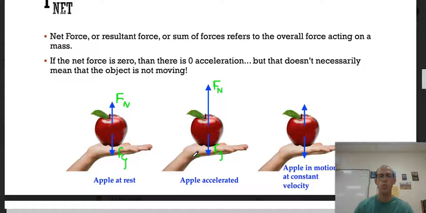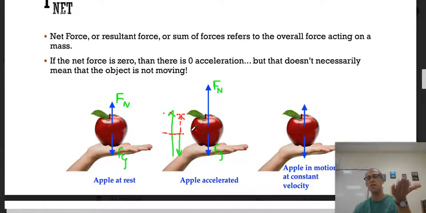So when we add these two vector quantities together, this is the gravitational force. This is the normal force. You will see a distinction in their lengths. And this right here in red, that is the resultant force or the net force, the force that shows you this is accelerating.